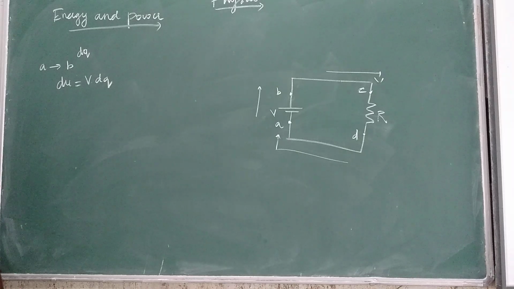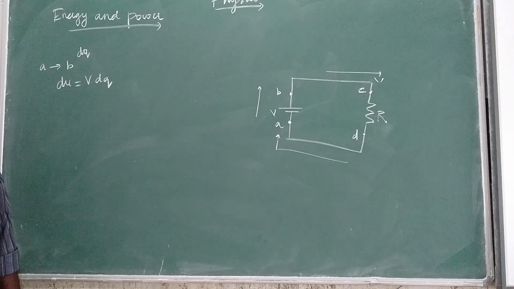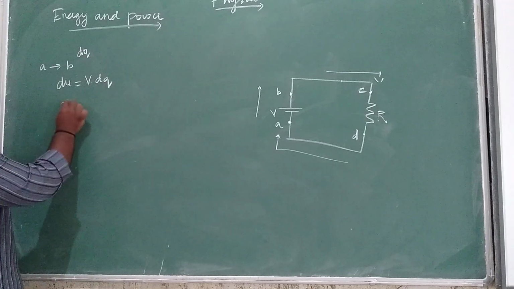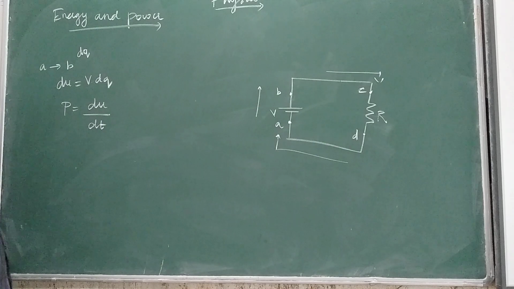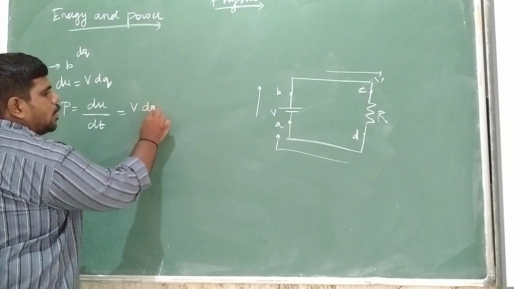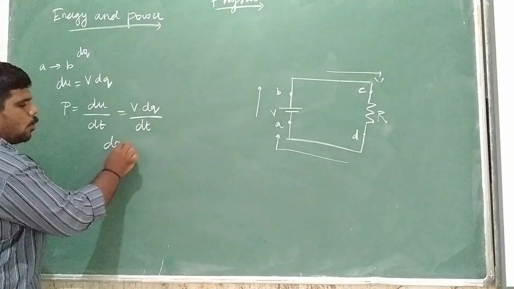The charge will be moving to the resistor, having a resistance R. When the charge moves through the resistor, it collides with the atoms and loses potential energy. So the rate of loss of electrical potential energy at the resistor will be calculated.